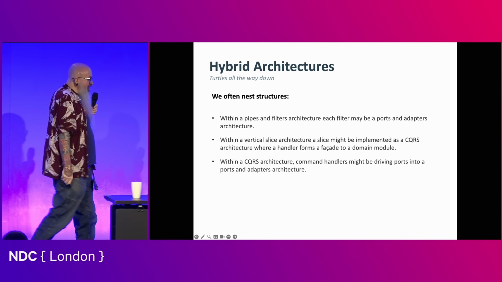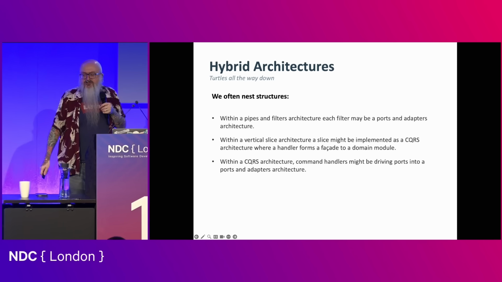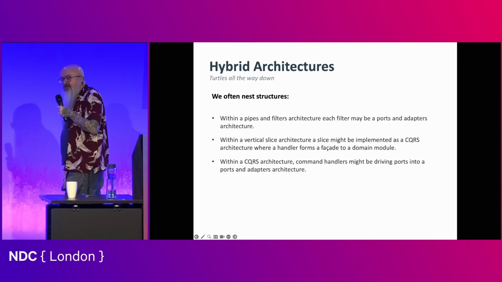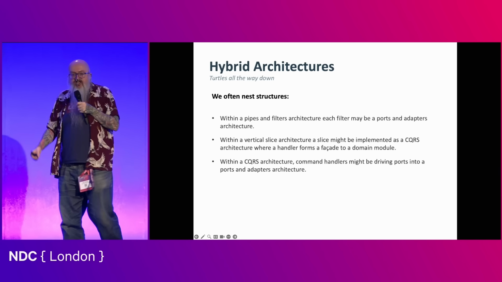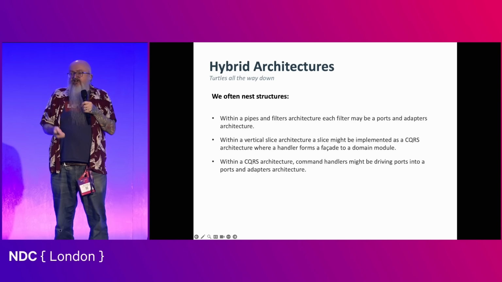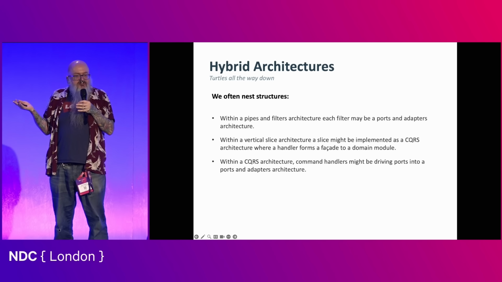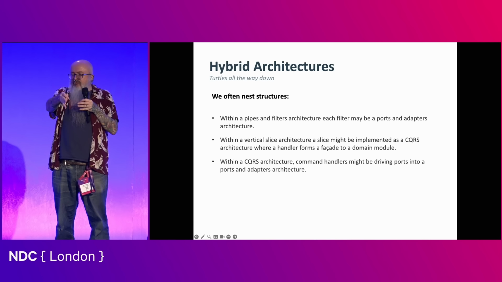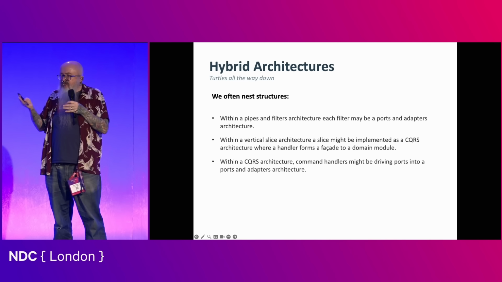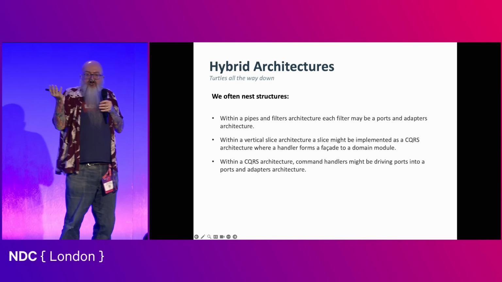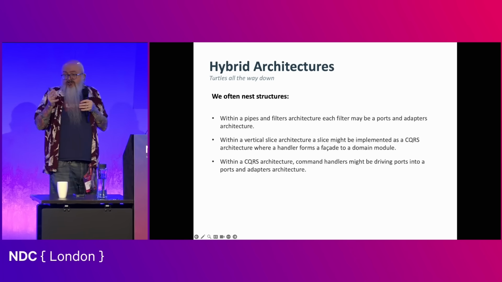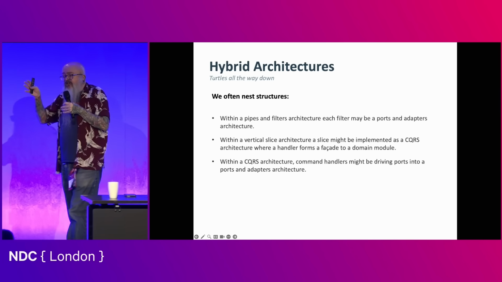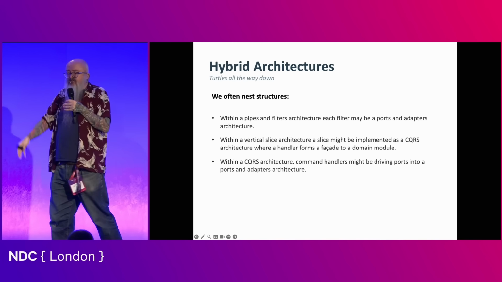Lots of architectures are really hybrids, right? In other words, they don't really obey just one of these. They obey many of them. So you can build a pipes and filters architecture and say, hey, my filter is a ports and adapters architecture. It's basically got an adapter, and it does I/O with that. And it's got driven ports, and it talks to a database, and I've got an application in the center. That's perfectly fine. You can nest these architectural styles, right?